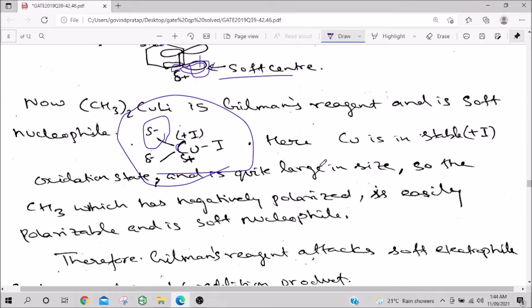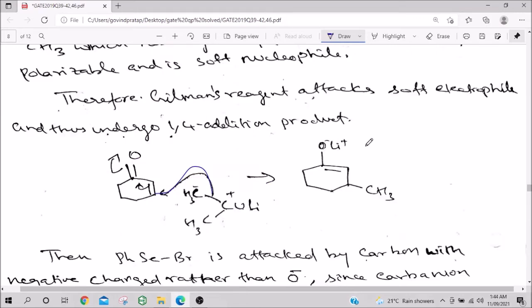Now the next step: if you would have added some acid, an aqueous mixture, if you would have done some workup, immediately this would have come down and you would have got back your ketone, and this proton would have been taken away. But here you are not adding a proton, rather you are adding PhSCBr, right? Since you are adding PhSCBr, sulfur is electron deficient. Here bromine is attached, so this bromine can leave. You understand? Bromine is electronegative.